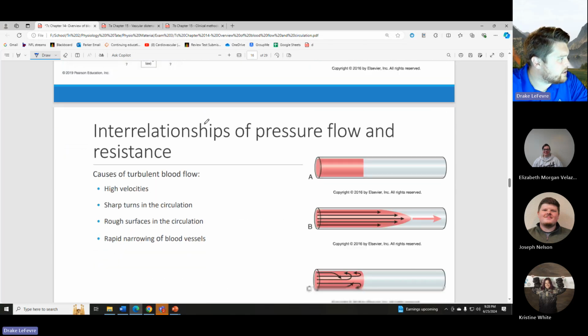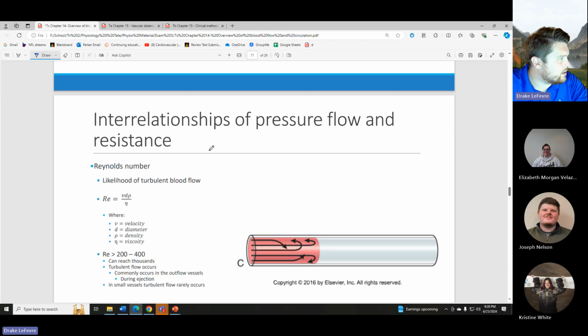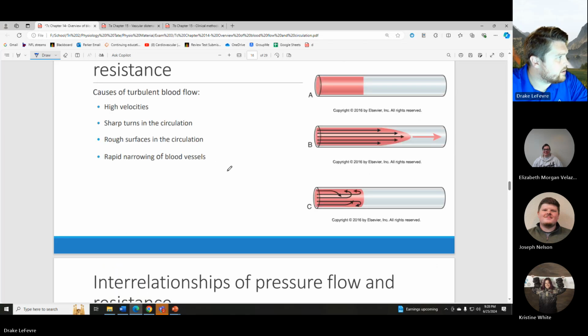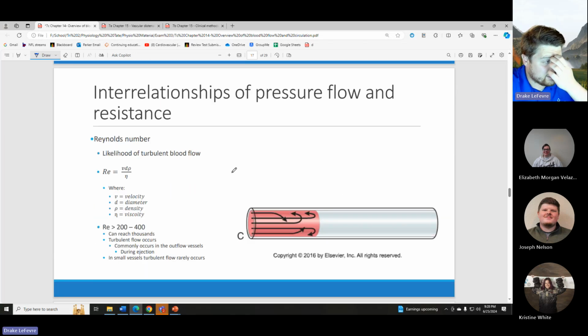Flow, we should have the equation. We start getting to a lot of equations. Some of these you'll use. Reynolds number, more than likely you won't use. You just need to know what it is. So the Reynolds number is the likelihood of turbulent blood flow. That's what you want to know for the test.